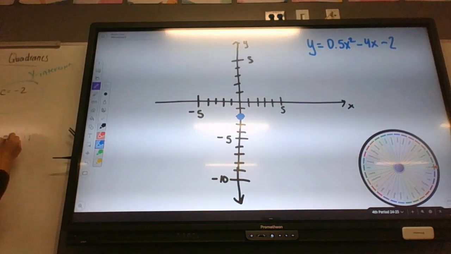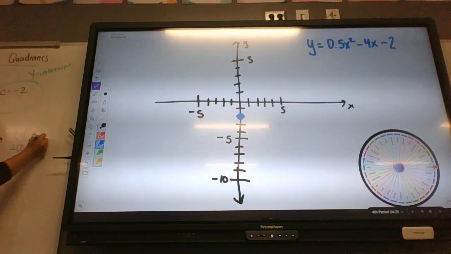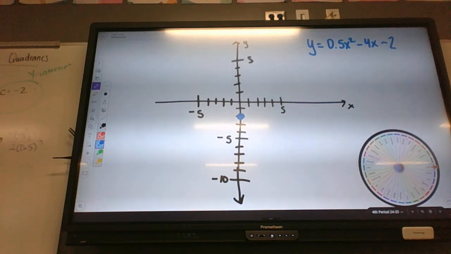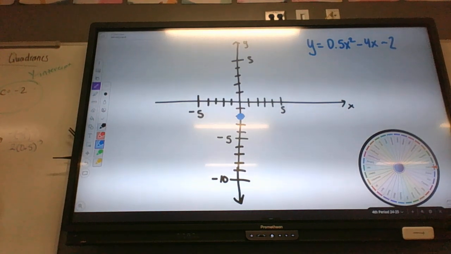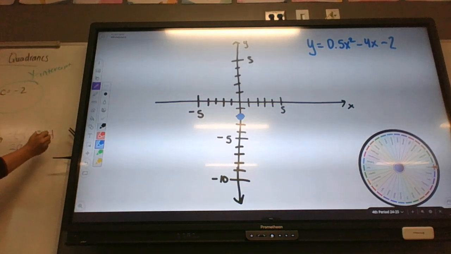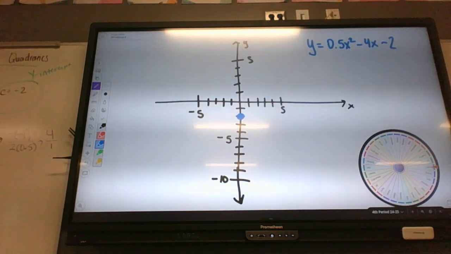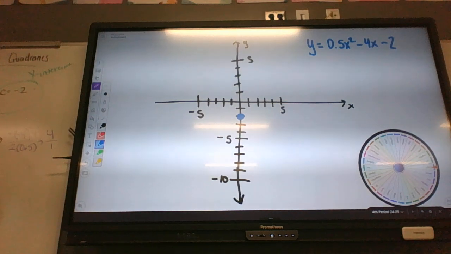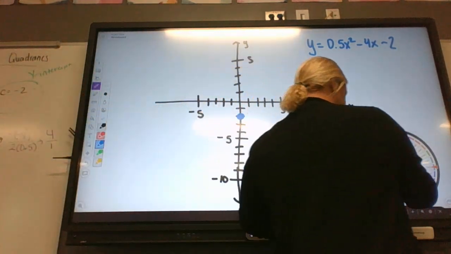And Colin, what's A? Okay, so we got negative 4 over 2 times 0.5. Have you had a chance to do that equation yet? What did you get? 4. Okay, the negative and negative make it a positive 4. 2 times 1/2 is 1. I will agree with you, x is 4. And we call that AOS, axis of symmetry.